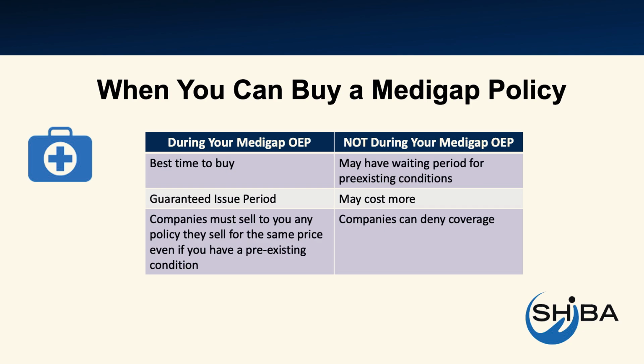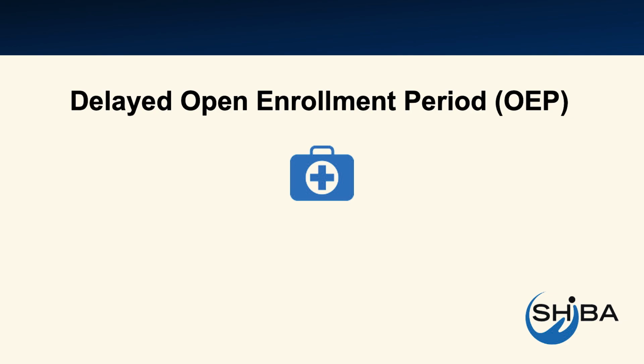The best time to buy a Medigap policy is during your Medigap open enrollment period. This period lasts for 6 months and begins on the first day of the month that you're enrolled in Medicare Part B. If you apply during your Medigap OEP, it is considered your guaranteed issue period, and you can buy any Medigap policy the company sells, even if you have health problems, for the same price as people with good health. If you don't purchase a plan within your 6-month OEP, insurance companies can deny coverage based on your health condition.